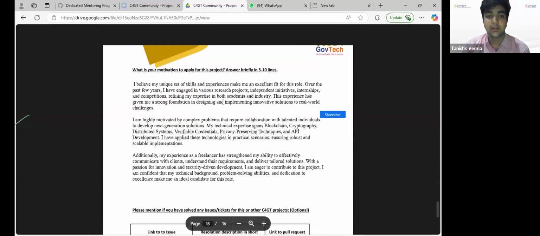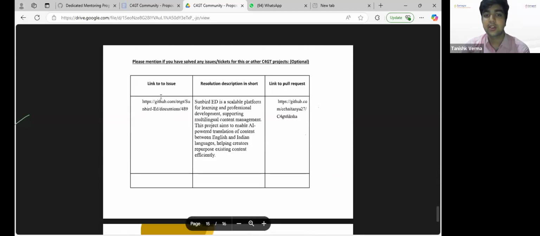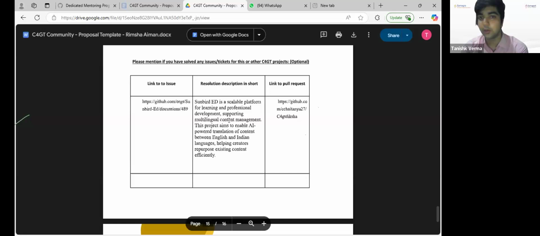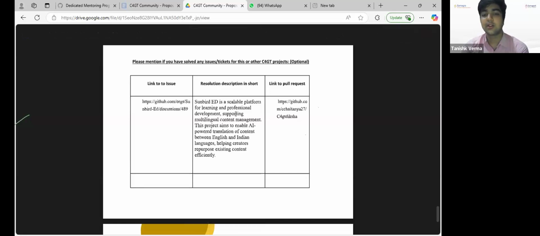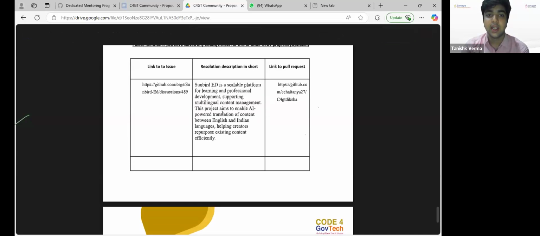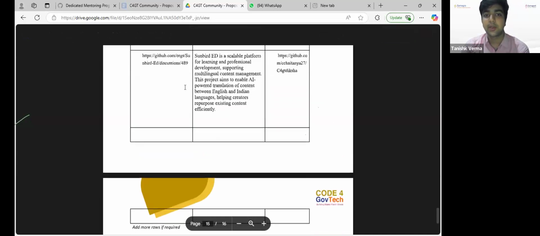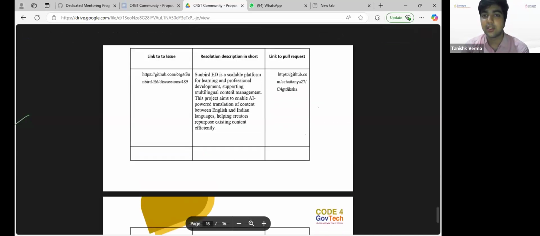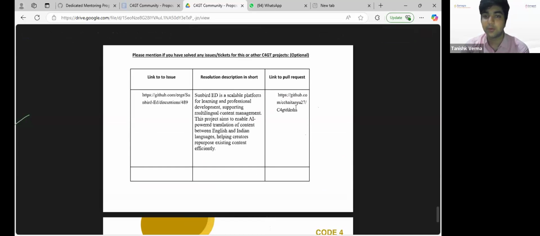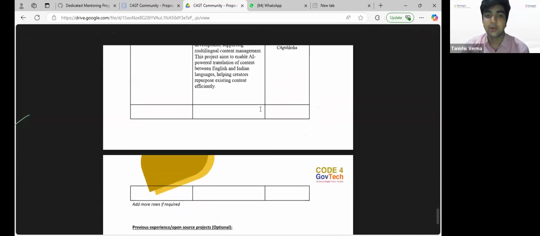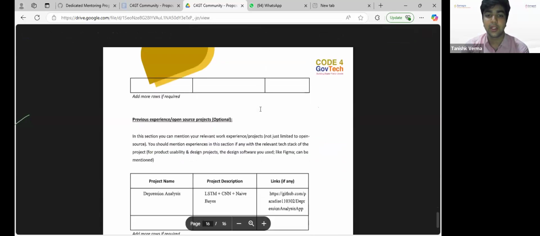And here is where you add your previous contributions in open source. So as you can see, the contributor had contributed to Sunbird, which is an education DPG maintained by the Step Foundation in India. He had contributed to this particular project and has linked it here with the PR that he had raised as proof. And this makes up the overall proposal quality.